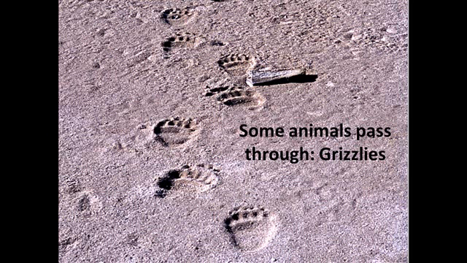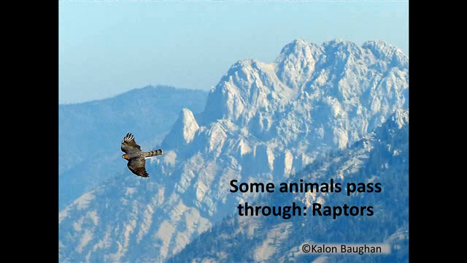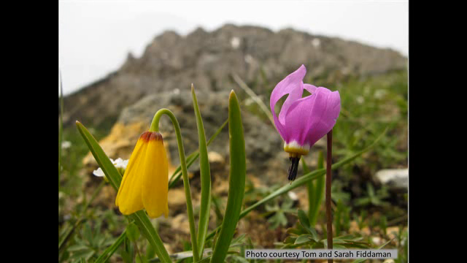Some animals only pass through. So again, the concept of this being a connector and a corridor. We don't have a grizzly bear population, but we do know that they occasionally pass through, as well as other animals. Raptors use the Bridgers as a very important migration corridor, and that will be talked about, or that is talked about, by Brett in his presentation on the raptors.